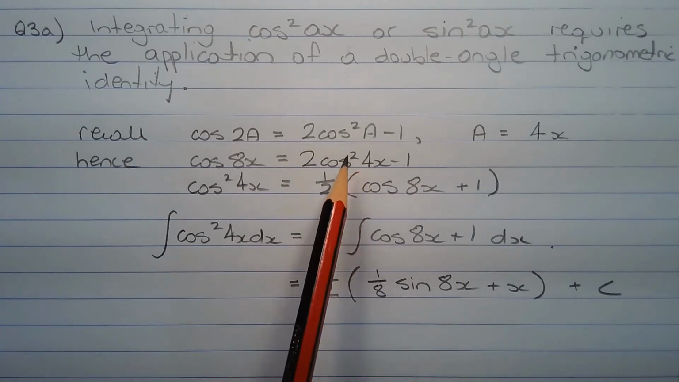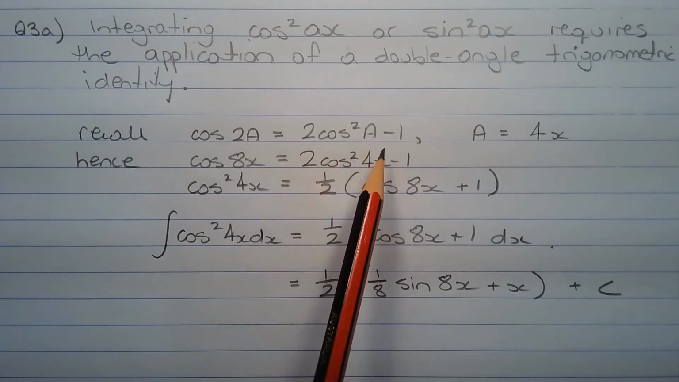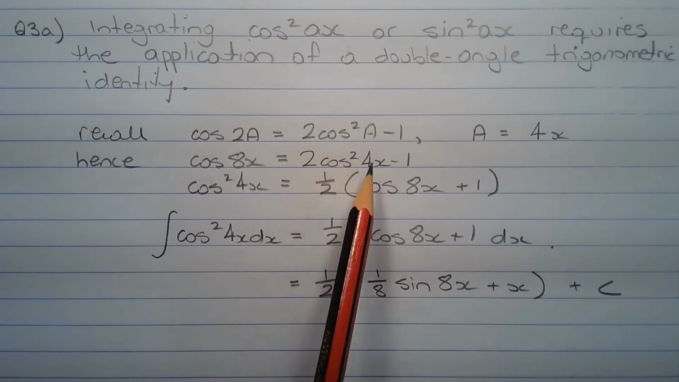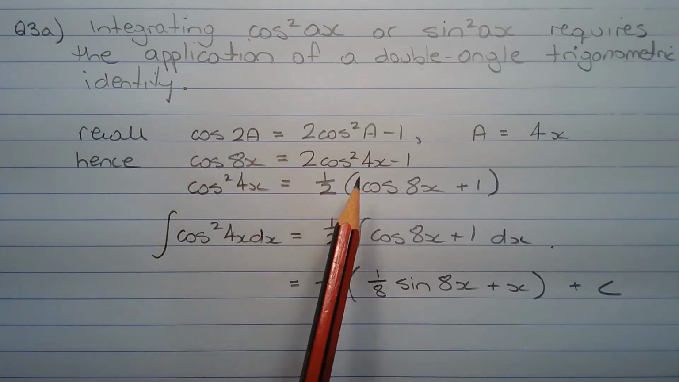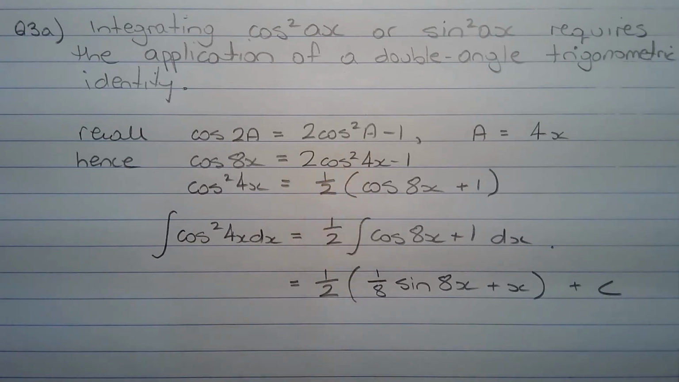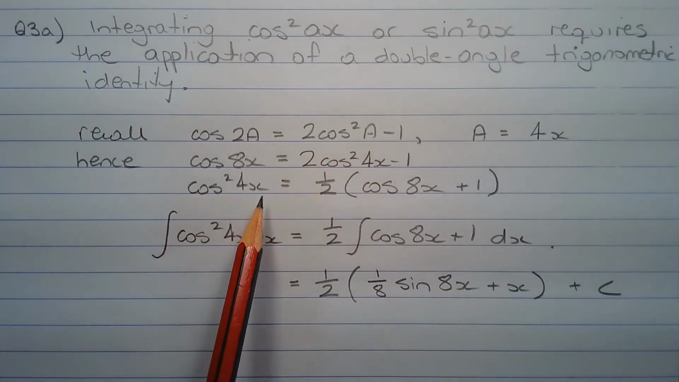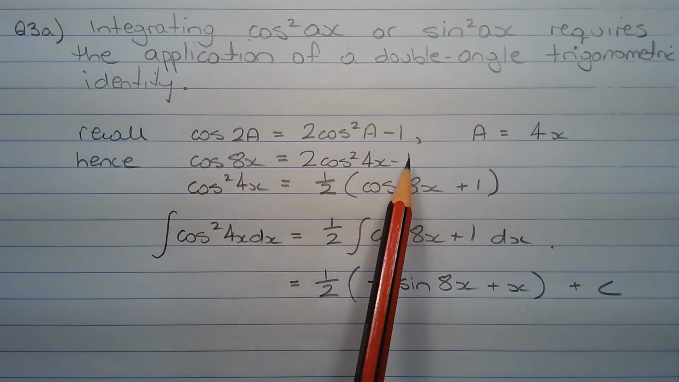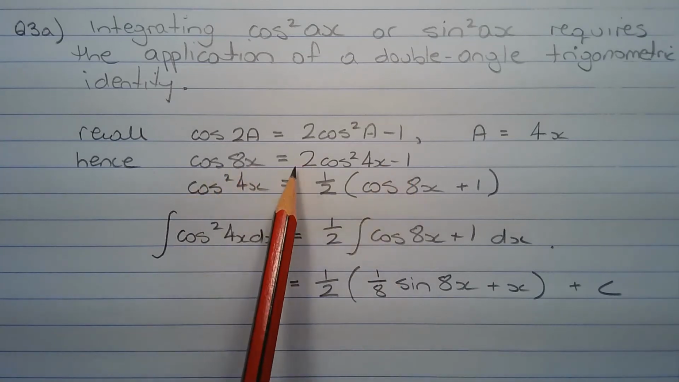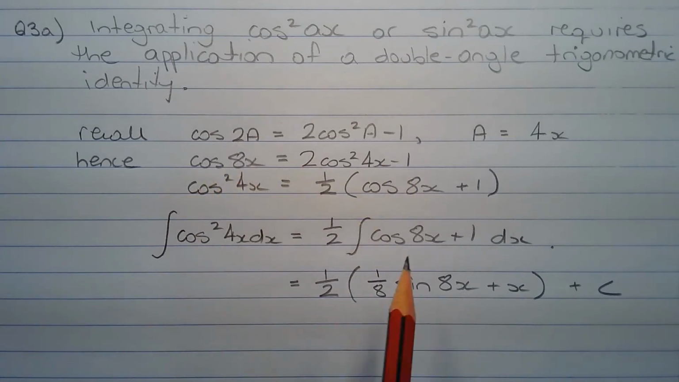And then we're going to make cos² 4x the subject, because that's what we're trying to integrate. But it's much easier to integrate cos 8x than it is to integrate cos² 4x. So making cos² 4x the subject, we have cos² 4x is equal to half multiplied by cos 8x plus 1. And we get that by adding 1 to both sides, so cos 8x plus 1, and then dividing both sides by 2. And that's where this line comes from.